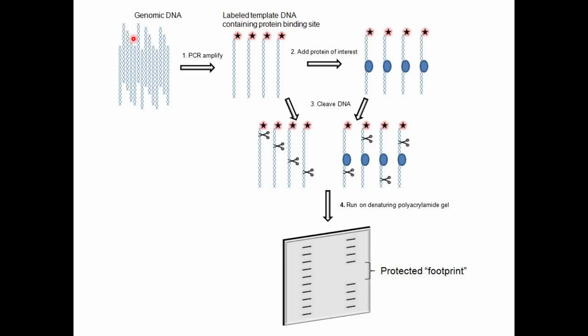So this is your basic flow. You have your genomic DNA, you amplify it with PCR because you need abundance, and then labeled template DNA containing your protein binding site. So you have basically labeled it now so that you can visualize it, and then you add your protein of interest, and after adding you can see your protein of interest has bound to its specific sites.